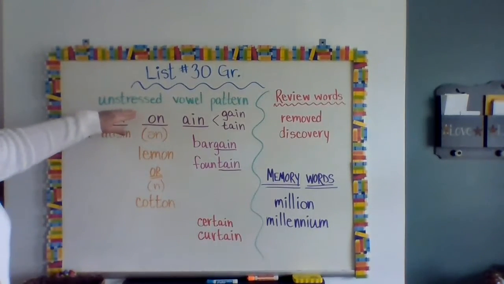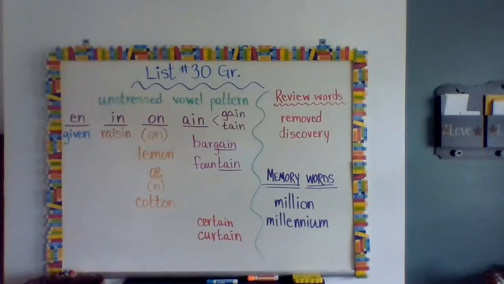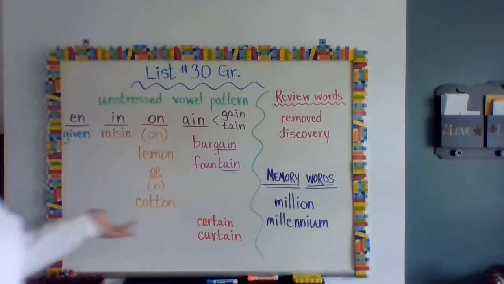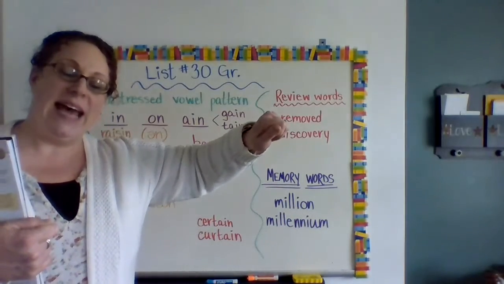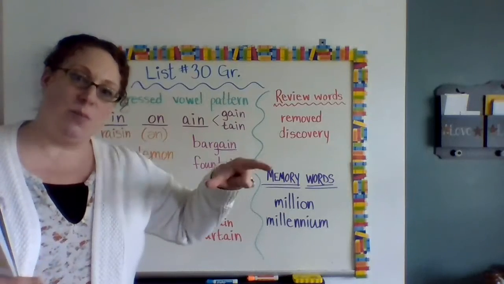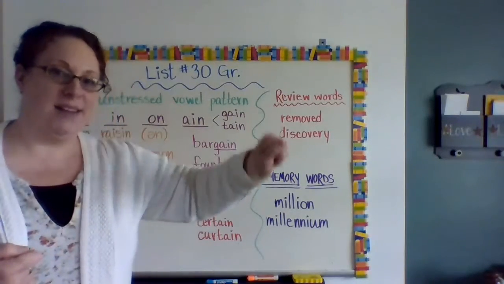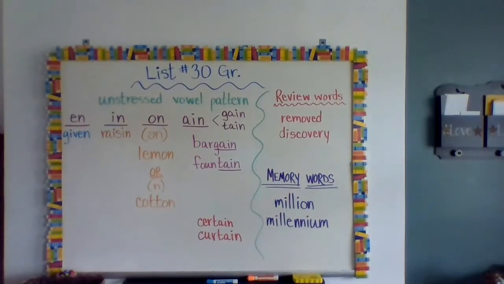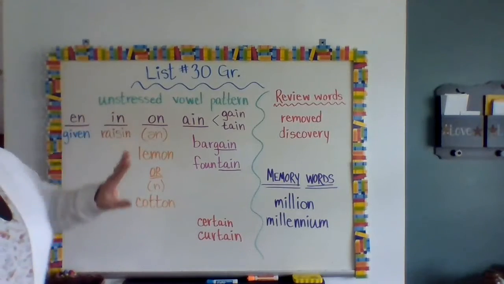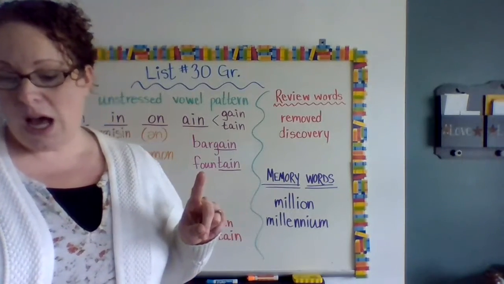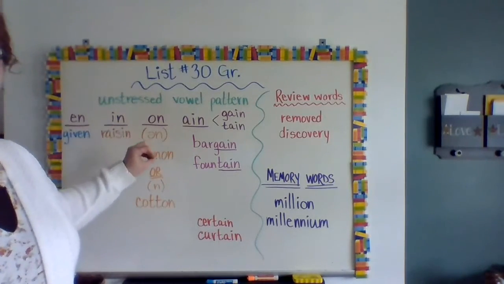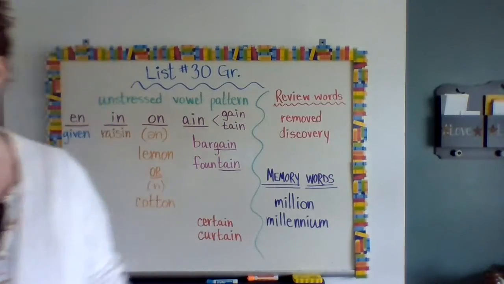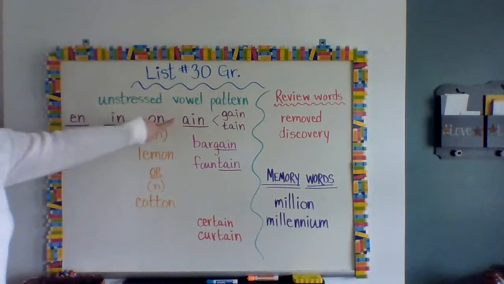So we're going to talk about this week's unstressed vowel pattern, and then your final unstressed syllable. Remember when we talked about stressed and unstressed, how I had the rubber band and I stressed that first syllable, and then the second syllable you could hear, but it wasn't as pronounced, okay? So we're talking about the endings of words again. Because these ending sounds are so similar, really pay attention to the way they're spelled. So we have E-N, I-N, O-N, and A-I-N.